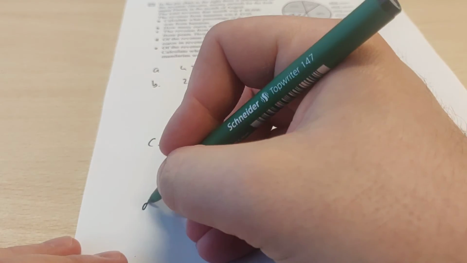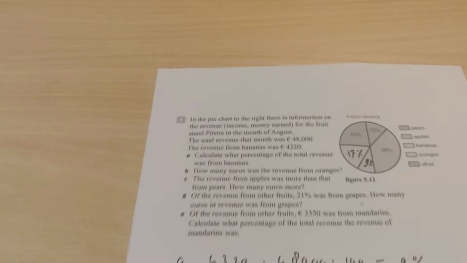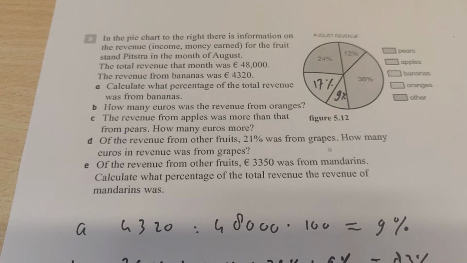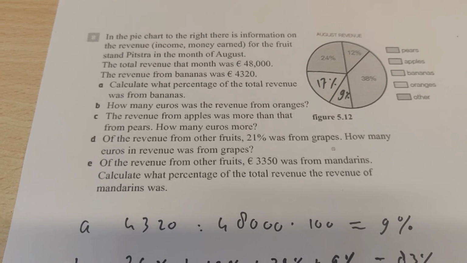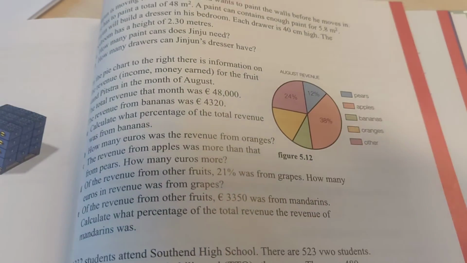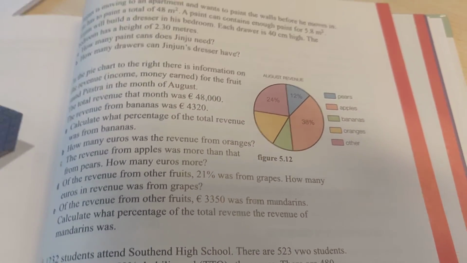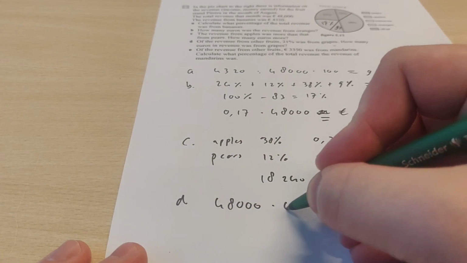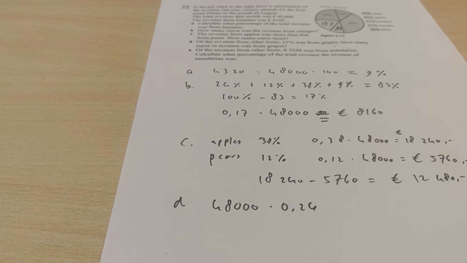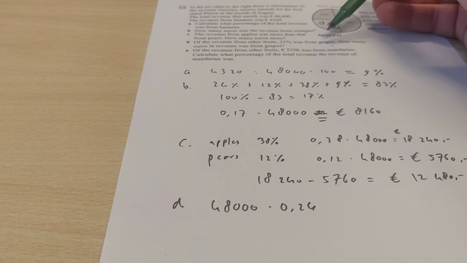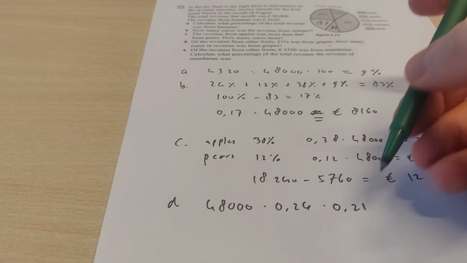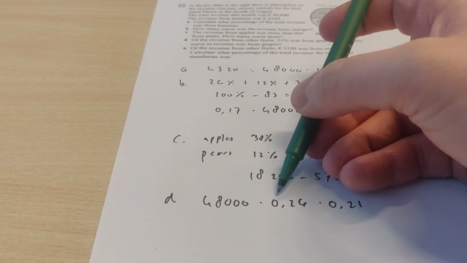Then exercise D. So we still have D and E to do. Exercise D says, of the revenue from other fruits, 21% was from grapes. How many euros of revenue was from grapes? Okay, so first we have to figure out what others are. Here, others is the purple thing, so that's 24%. So we have to take the total revenue, 48,000, and we need to calculate 24% of that, because then you know what the revenue is for other types of fruit. One of those other types of fruit is grapes, right? Because here, grapes, they are at 21%. So we're going to multiply this with 0.21, because then we calculate 21% of that number.